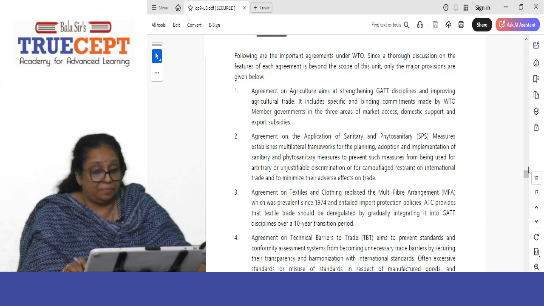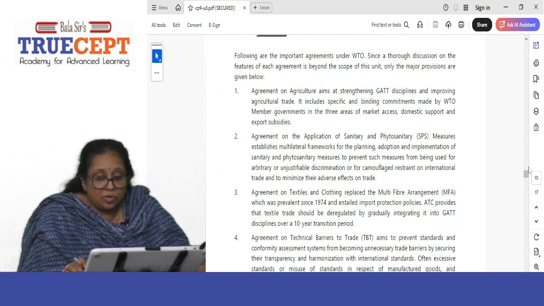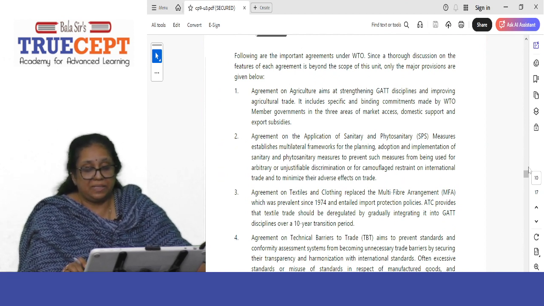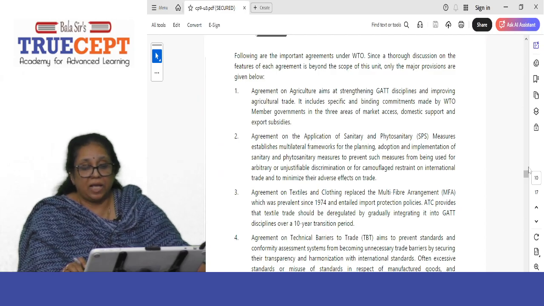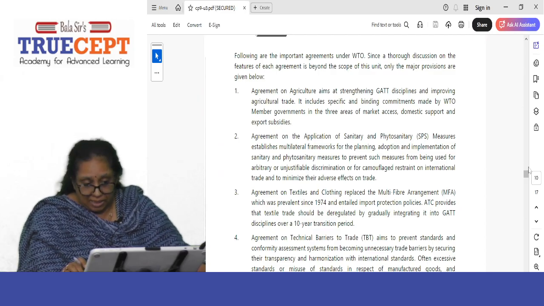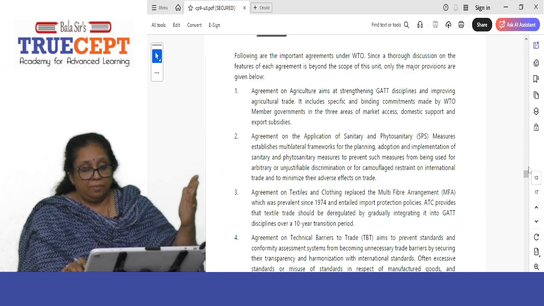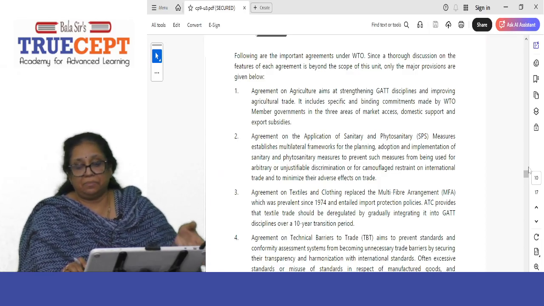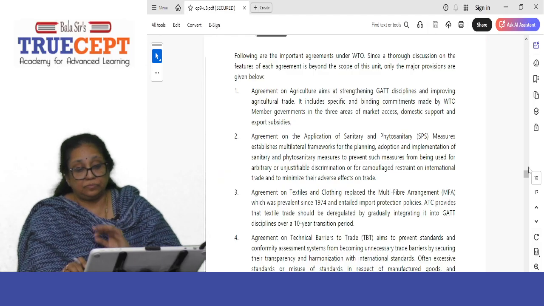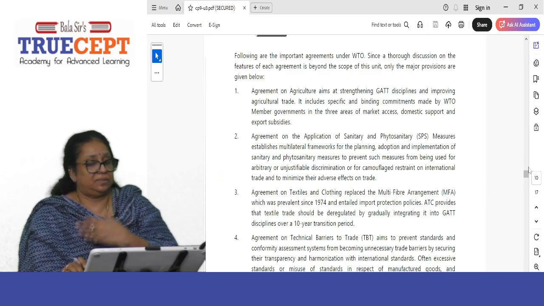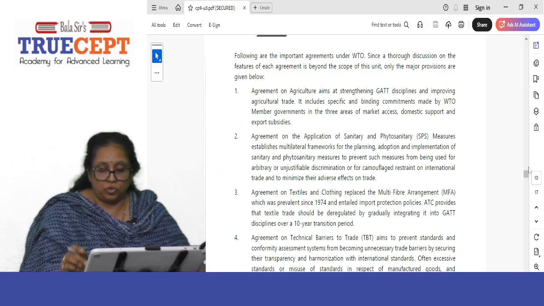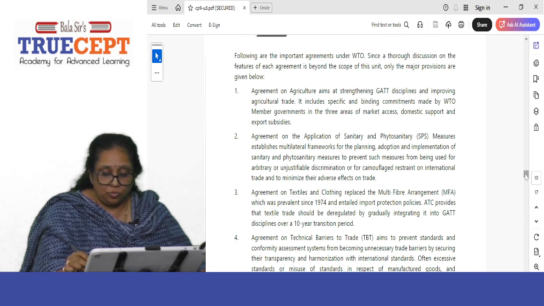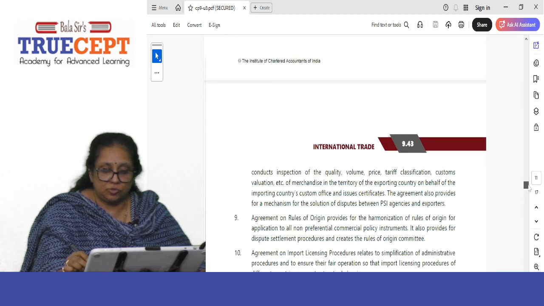Agreement on textiles and clothing replaced the multi-fiber arrangement. So I can ask a question like: agreement dash replaced the multi-fiber arrangement. Agreement on textiles and clothing. Agreement on technical barriers to trade. Agreement on agriculture aims at strengthening. I can give you 4 wrong options, but only the agreement on textiles and clothing replaced the multi-fiber arrangement. I can give you 3 wrong options and 1 right option, so you should be able to choose it. You need not memorize everything, but just go through it.